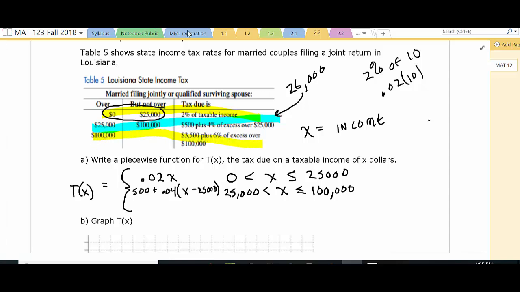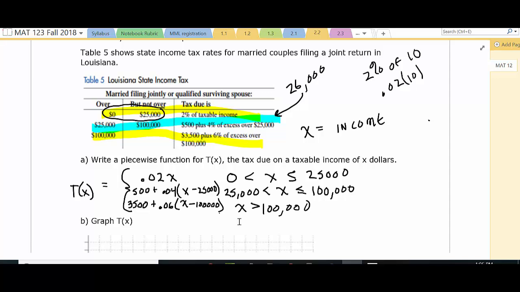Okay, so this is when you're over 100,000. So you would just say bigger than 100,000. Okay, and that would have to be greater than. Now this one, it's almost the same thing. You would say 3,500 plus 6% of excess over 100,000. You have a flat tax rate of 3,500, and then it's 6% of x minus 100,000. So you find out how far above 100,000 you are, and then that's 6% plus the 3,500. Okay, does that make sense? Okay, all right.